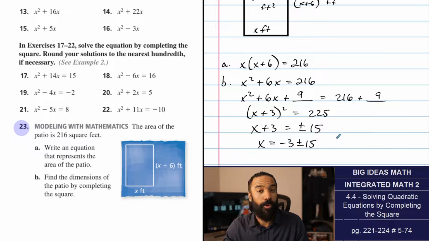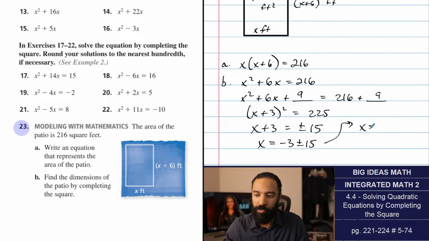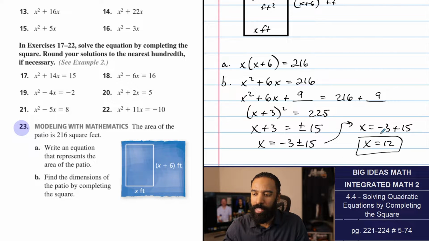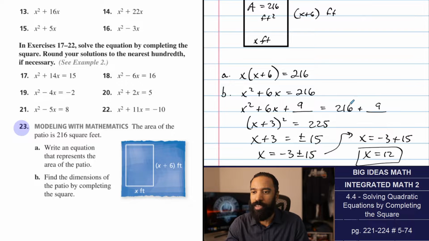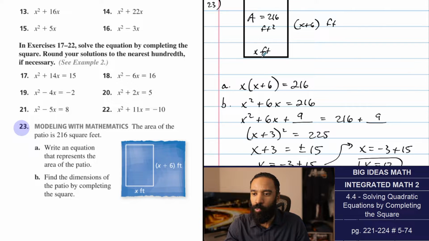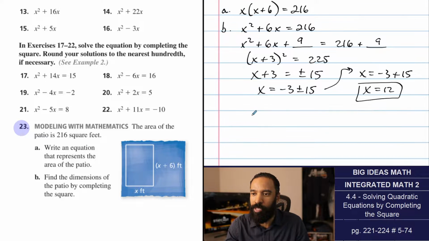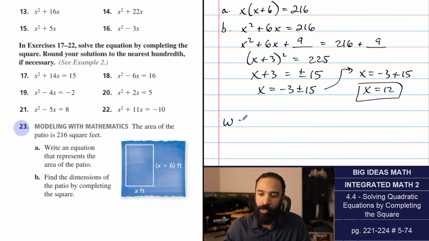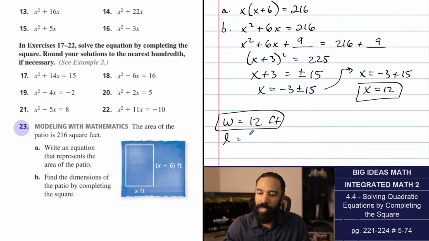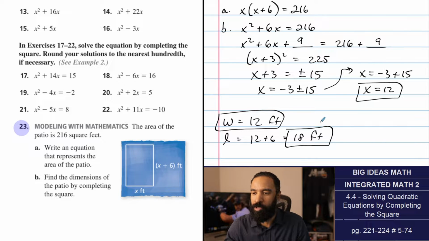Now, the only answer that will qualify for us is the positive answer. Negative 3 minus 15 has no business for us. Negative 3 plus 15, however, is 12. And we get that answer for x. They ask us to find the dimensions. Our width will be 12 feet, and our length will be 12 plus 6 feet. So width is 12 feet. Length is 12 plus 6, which is 18 feet. And 12 times 18 must be 216.